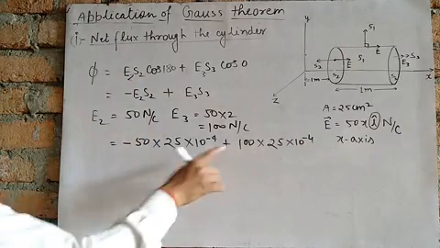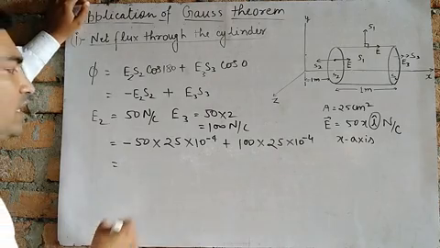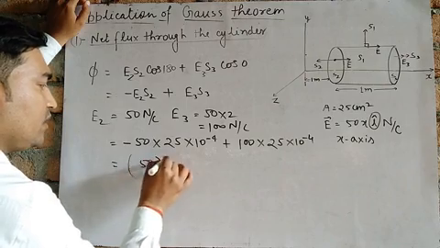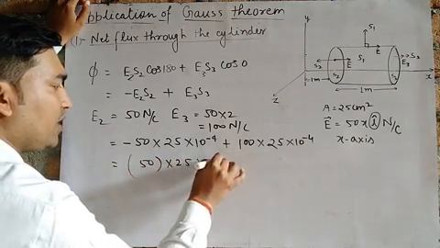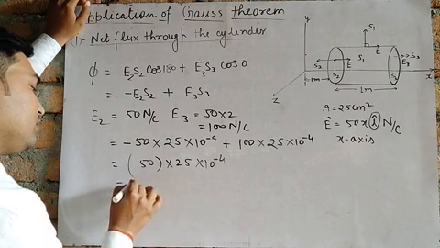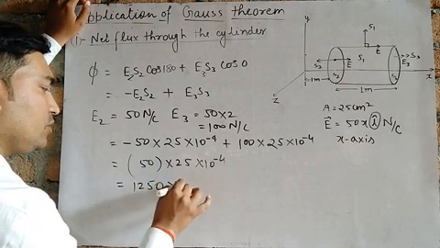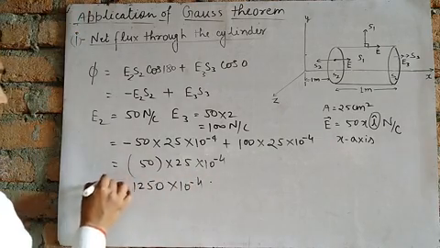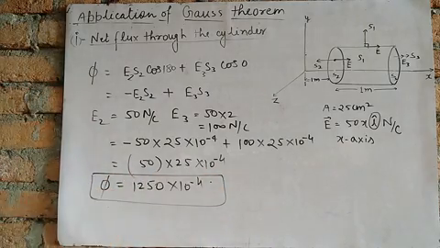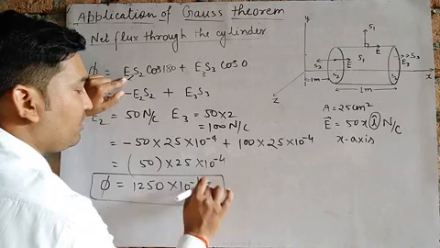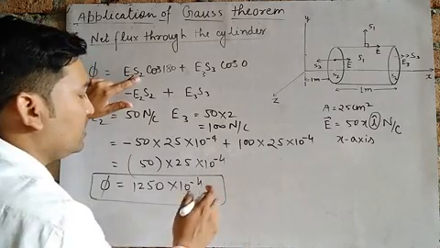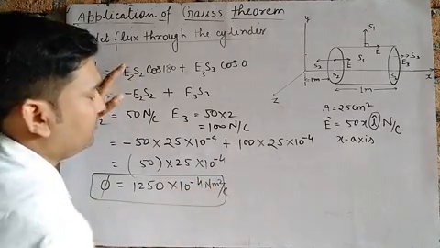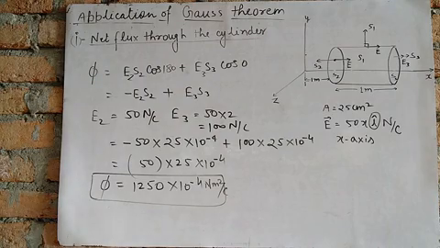Now, by taking common 25 into 10 to the power minus 4, we have minus 50 plus 100, which means 50 into 25 into 10 to the power minus 4. 25 into 50, 1250 into 10 to the power minus 4. This is the flux. The unit of electric field is Newton per Coulomb and area is meter square. Hence, it is Newton meter square per Coulomb. This is the total flux through the surface.